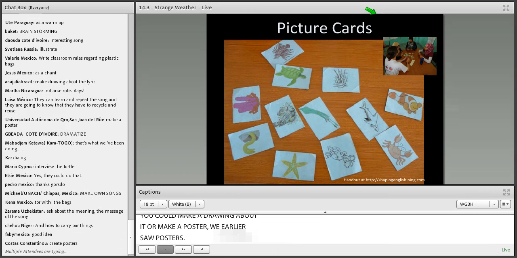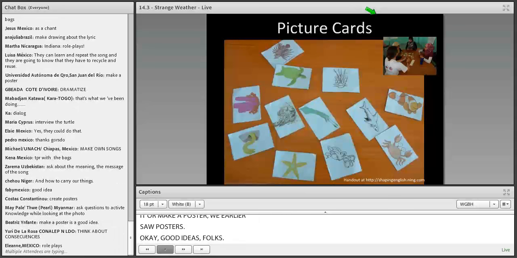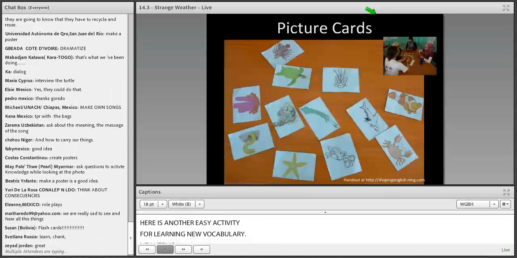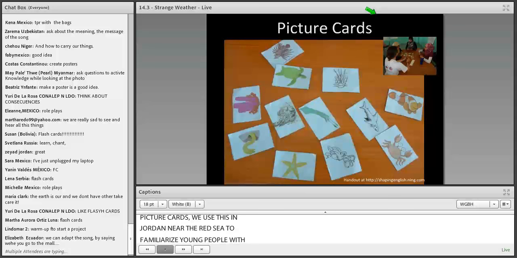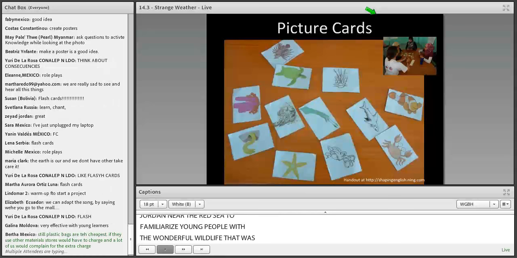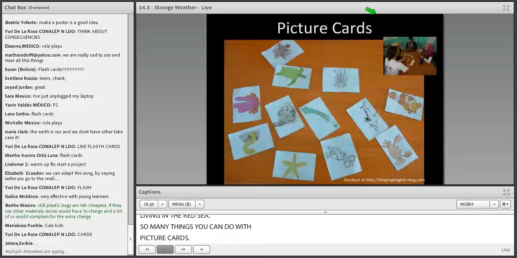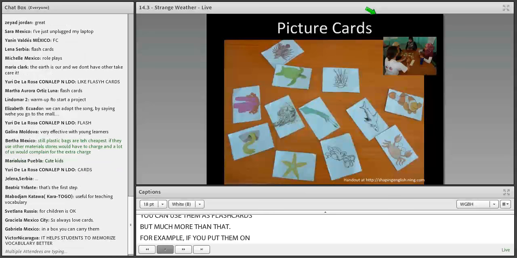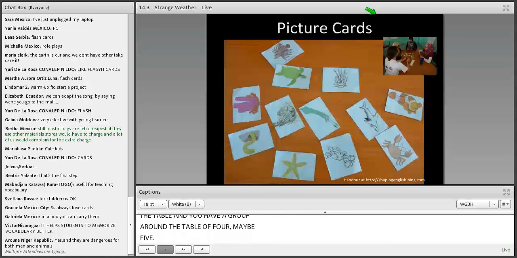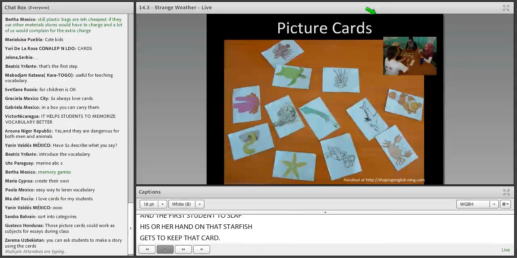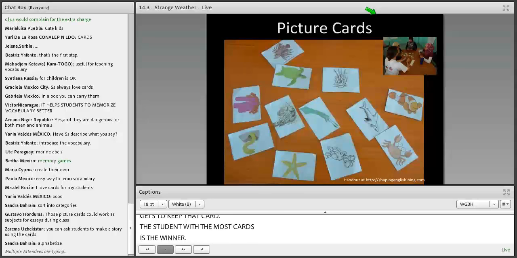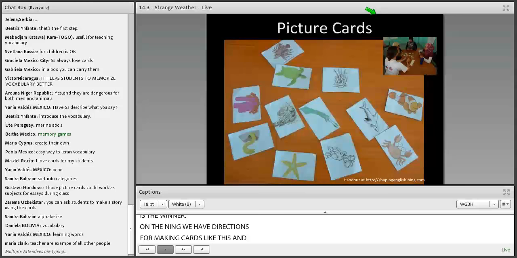Here's another easy activity for learning new vocabulary, new items of language. Picture cards. We use this in Jordan near the Red Sea to familiarize young people with the wonderful wildlife that was living in the Red Sea. There's so many things you can do with picture cards. You can use them as flashcards, but much more than that. For example, if you put them on the table and you have a group around the table of four, maybe five, you can call out starfish. And the first student to slap his or her hand on that starfish gets to keep that card. The student with the most cards is the winner. On the Ning, we have directions for making cards like this and about 10 different games that you can use with them. Really fun and great way to introduce new vocabulary to students.